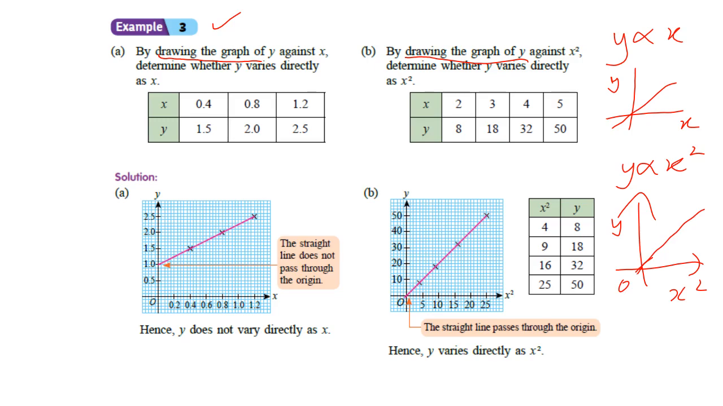So what do you do? You just draw the graph. When you draw the graph for y and x, it does not pass through the origin. It has a constant here, 1, you see. So of course you can say that y does not vary directly as x. But for this graph, when you draw y against x square, you can see here it passed through the origin. So y varies directly as x square. Very simple as that.